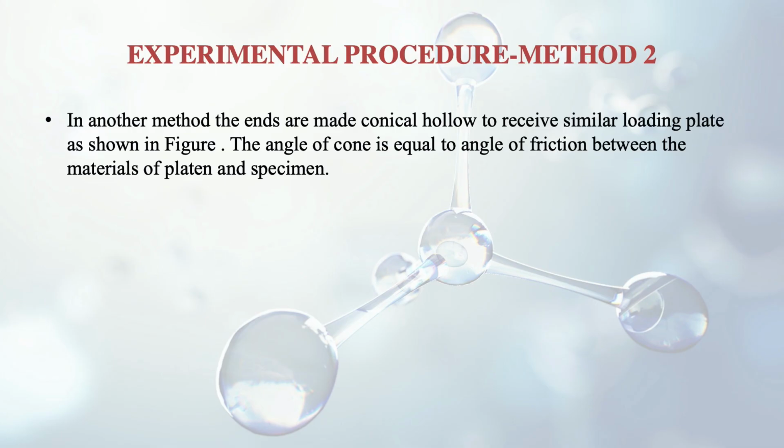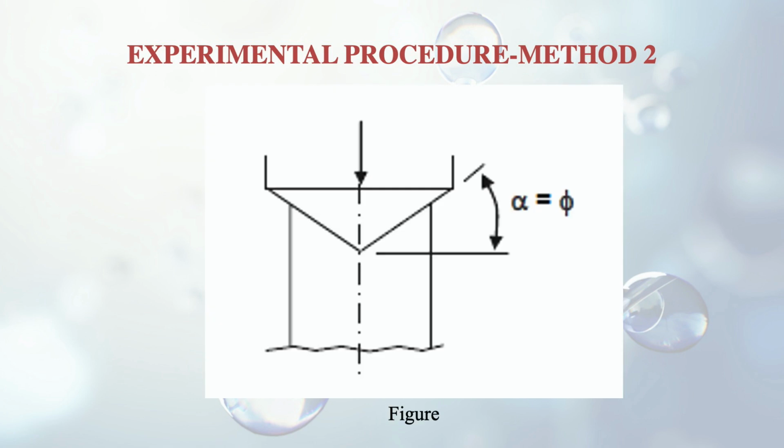There is another experimental procedure, that is method 2. In this method, the ends are changed now. The ends are made in a conical hollow type of shape. You can see in the figure here, this is somewhat like a cone. And why is it done like that? To receive a similar loading plate. So the plate is also made accordingly. This is the specimen and plate, you can see they are matching together, and both have a certain kind of shape so that they can fit together.